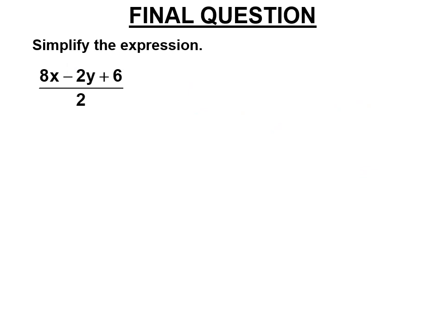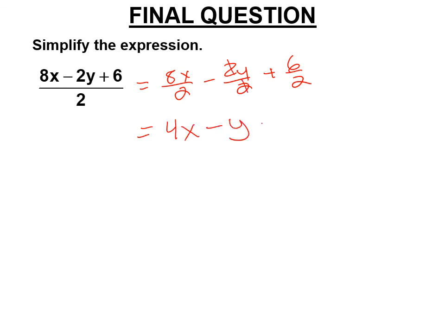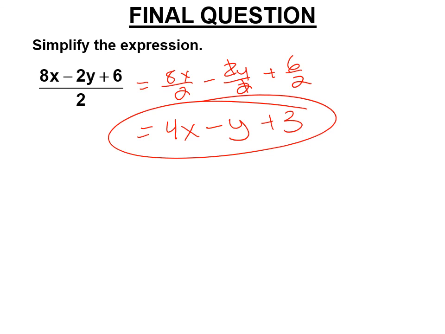Final question. So divide all of those by 2. I'm going to write it out the long way this time. Probably should have done that the first time. Divide all of those by 2 and you get 4x minus y plus 3. Good luck on the homework.